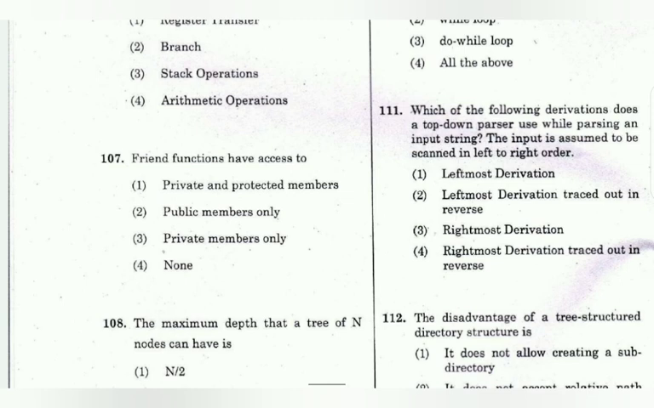Next question. Which of the following derivations does a top-down parser use while parsing an input string? The input is assumed to be scanned in left to right order. So a top-down parser constructs a parse tree by starting from the root and expanding to the leaf, always choosing the leftmost non-terminal first. This process corresponds to a leftmost derivation. So answer 1 is the correct answer.